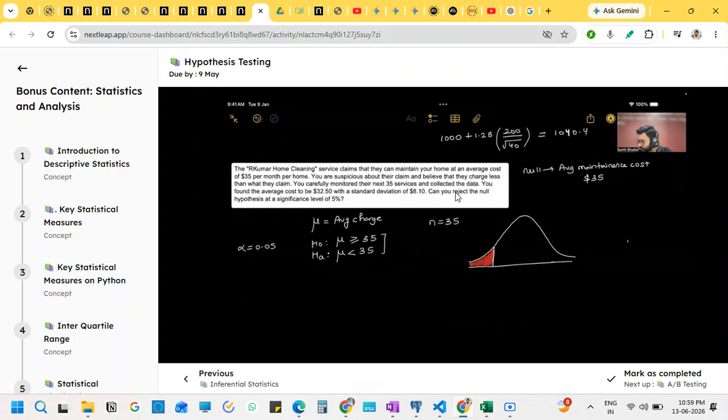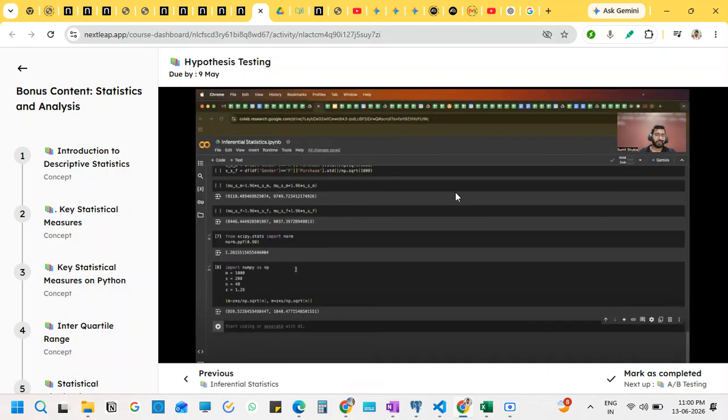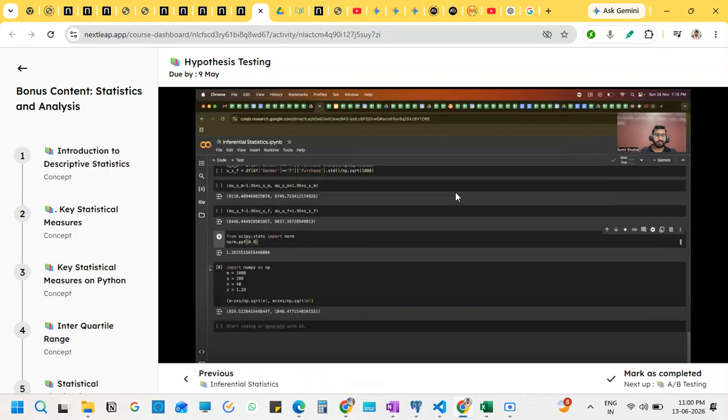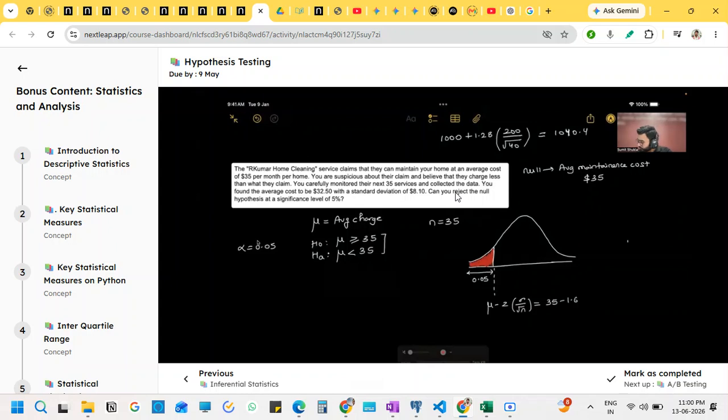This is my rejection region, so this is 0.05. I can find this particular cutoff, which is mean minus z times sigma divided by root of n, which is equal to 35 minus, let's find the z value at this point, 0.05. So it is minus 1.64. So minus 1.64 times sigma. Sigma was 8.10 divided by root of 35.